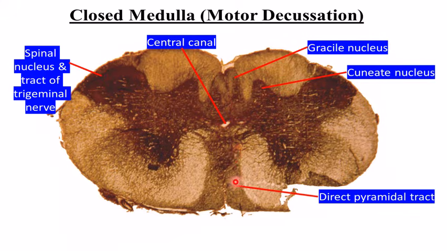Here, more anteriorly, there is the direct pyramidal tract on both sides of the medial line. This is the closed medulla, motor decussation. Both the gracile and cuneate nuclei are small, while the tracts are large, and there is the spinal nucleus and tract of the trigeminal nerve. On both sides of the median line here, anteriorly, is the direct pyramidal tract.